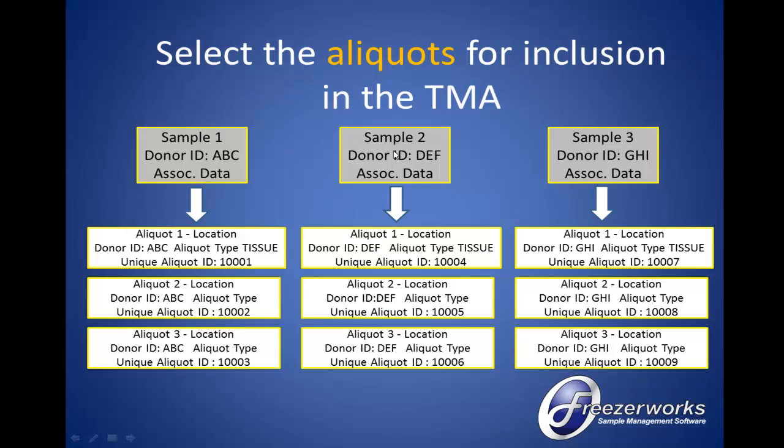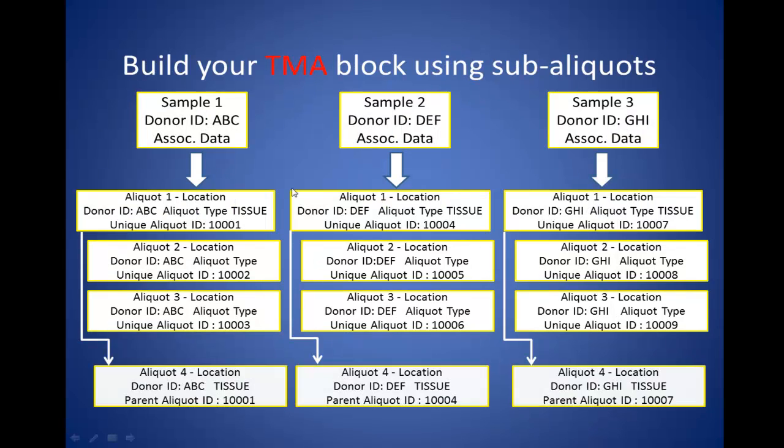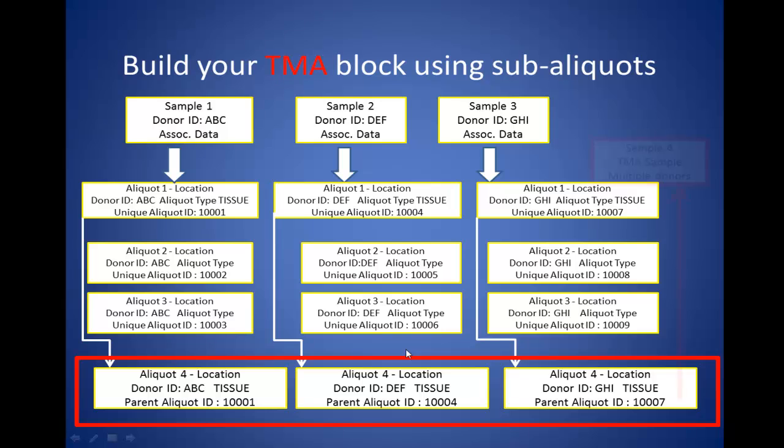So we've got our samples selected. The next thing we want to do is select the aliquots from those samples that we're going to create the TMA with. I've got 3 selected here of these samples. Now we're going to build our tissue microarray block using these sub-aliquots. So we have these 3 aliquots. We're going to create sub-aliquots of these using the import features of Freezerworks, and besides these 3 samples, we'll have a 4th sample, which we'll call a TMA sample, consisting of multiple donors. Whereas each of these is 1 donor, we now have a TMA sample of all of these donors.